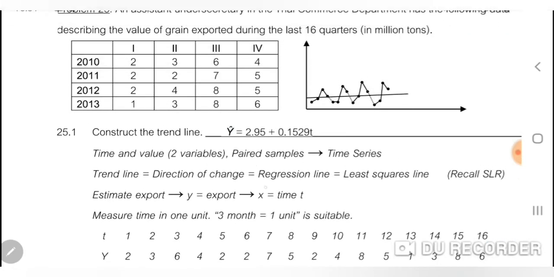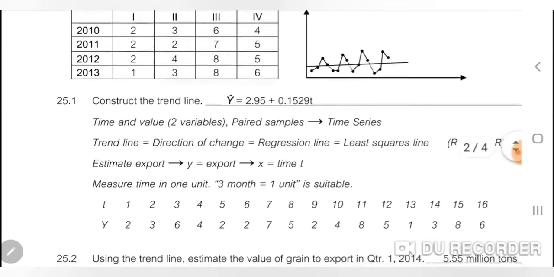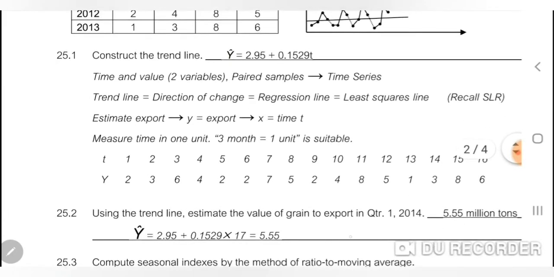2011, first quarter, time 5, value 2. After that, 2011, second quarter, time 6, and so on. After that, 7, 7. After that, 8, 5. After that, 9, 2. After that, 10, 4. After that, 11, 8, 12, 6, 13, 1, 14, 3, 15, 8, 16, 6. Enter. After entering, press A.